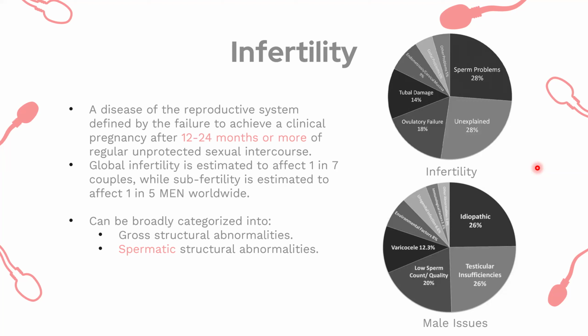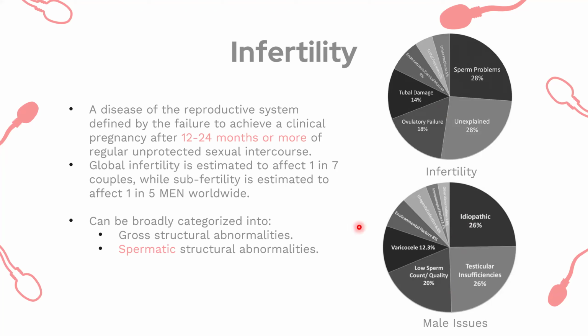More often than not, infertility is actually unexplained or idiopathic, as you guys can see here. Sperm problems and ovulatory failure both do have very, very large contributions as well. Now, with regards to male issues specifically, idiopathic causes and testicular insufficiency are equal. So if you were to get asked what is the most common cause of male-related infertility, it would be either idiopathic or unexplained, or testicular types of insufficiency.